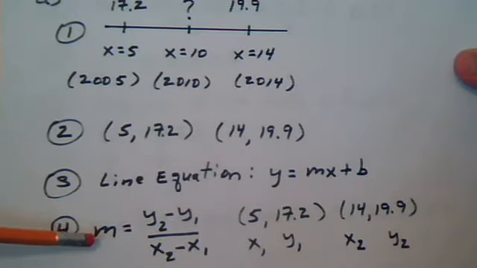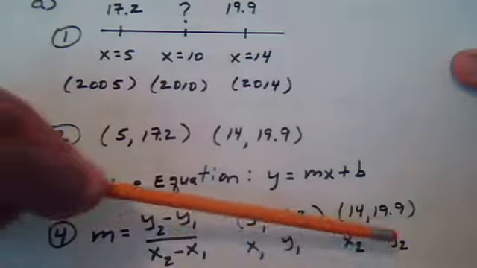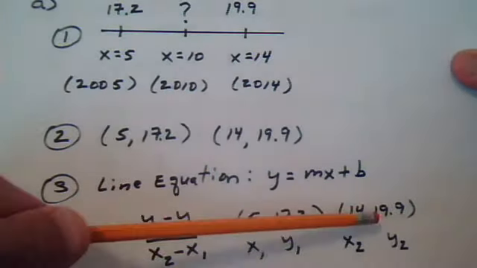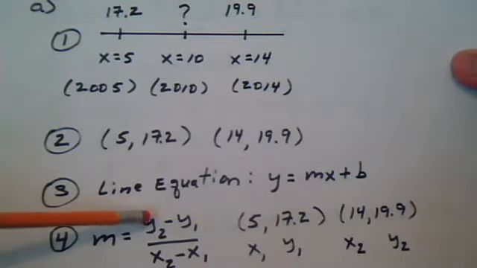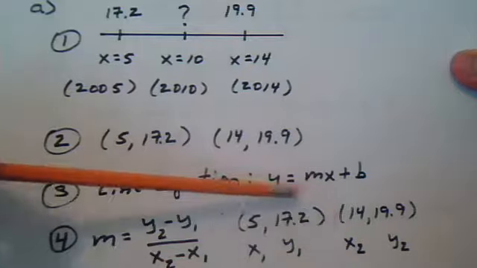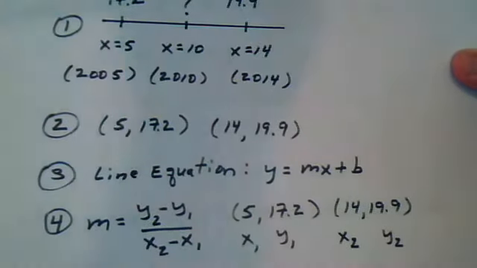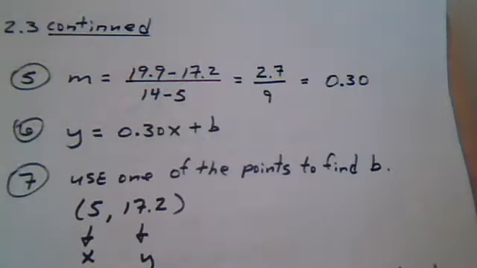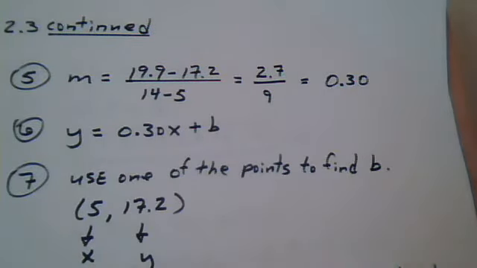So finding the m requires that you write your formula. Notice we label our points and then plug these numbers in here. Notice y sub 2 is 19.9. So that one's going to go here, 19.9. And that's the way you substitute each one of these into the slope formula. So you substitute them into the slope formula, and it looks like this. You simplify, and you get 0.30.